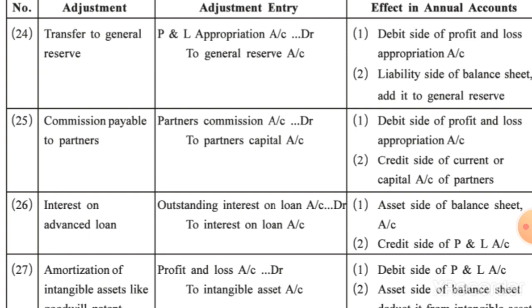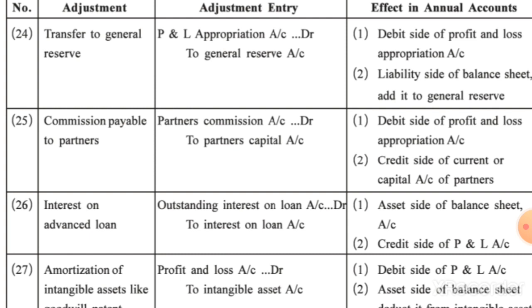Okay, so first effect, that would be debit side of P&L appropriation account, not P&L account. Whatever the transfer to general reserve, first effect, that would be debit side of P&L appropriation account, and second effect, you will add in the general reserve on the liability side of balance sheet.